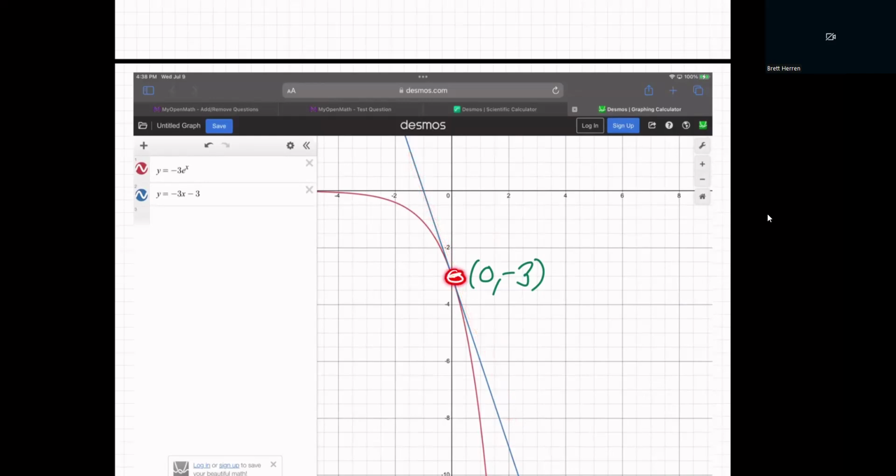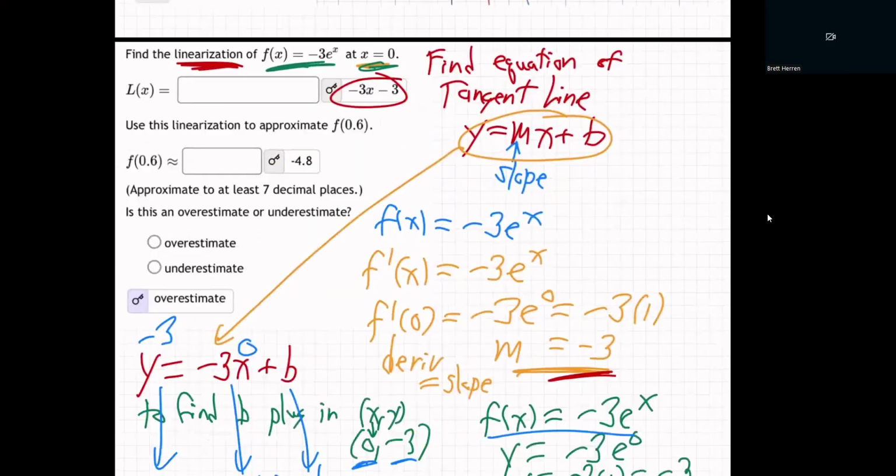It intersects the red curve at the point over 0 down 3. And in that neighborhood, they're very, very close to each other. So we use this in higher math and science. Curved functions are difficult to deal with. If they're really close to each other, the blue line and the red line are about the same. We'd rather work with that blue line equation. It's just easier.